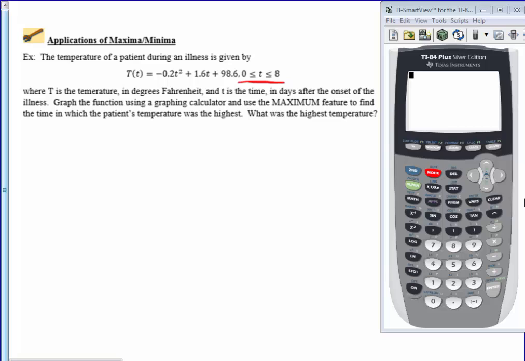It says capital T is the temperature in degrees Fahrenheit and little t is the time in days after the onset of the illness. So make sure that you make a note that little t is your days, and then capital T, which is the y value for the entire expression, is the actual temperature of the patient in Fahrenheit. It says graph the function using a graphing calculator and use the maximum feature to find the time in which the patient's temperature is the highest. So there's the maximum part. And then it also asks what is the highest temperature.